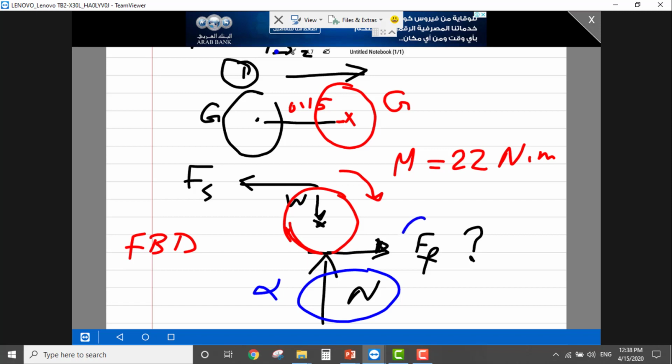What about the friction force? Will this force do work? The answer is no. Why? Because we have rotation without slipping. If it is without slipping, then there is no work due to this force. What about the moment? The moment will do work. How about the spring force? The spring force will do work because it is in the same direction as the displacement.